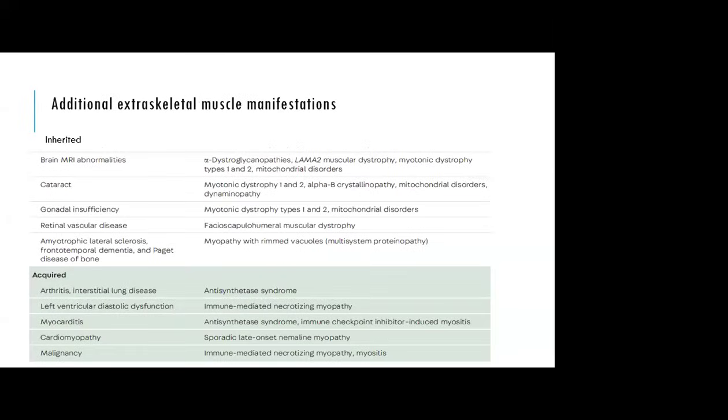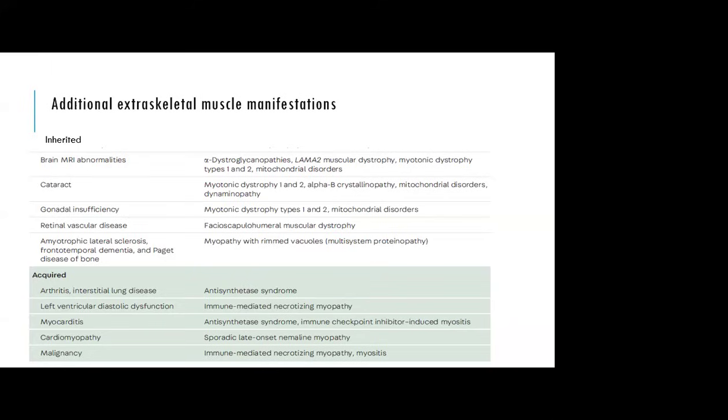Then the additional extraskeletal manifestations: brain MRI abnormalities can be seen in alpha dystroglycanopathies, LAMA2 muscular dystrophies, myotonic dystrophies, mitochondrial disorders. Cataract, as we know, is most common in myotonic dystrophies, and can also be seen in alpha B crystallinopathies, mitochondrial disorders, then dynaminopathies. Gonadal insufficiency is more common in myotonic dystrophies and mitochondrial disorders. Retinal vascular disease in FSHD, then ALS, frontotemporal dementia, and Paget disease, which is associated with myopathies with rimmed vacuoles, as part of multisystem proteinopathy.